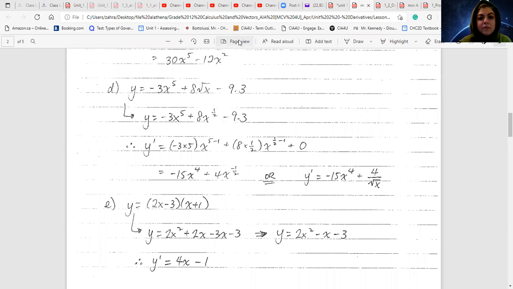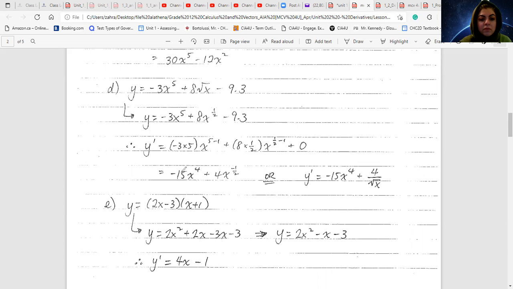Here is another example. Since this is mixed, it's negative 3x to the power 5 plus 8 square root of x minus 9.3. Since there is a square root, I need to write it as a power. So the square root of x is x to the power 1 over 2. Then I apply the power rule. For this one, power in front, negative 3 multiplied by 5, and power minus 1, 5 minus 1, plus 8. Power in front, 1 over 2 is going to be in front, and the power minus 1. And the derivative of a constant, we proved that is 0.